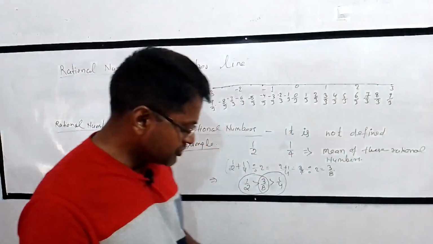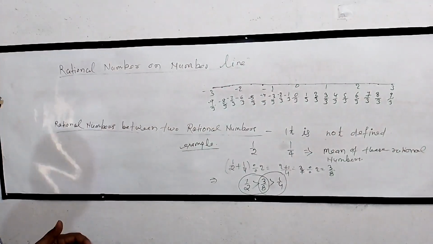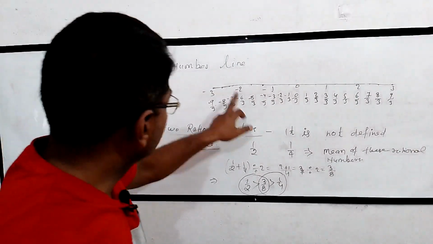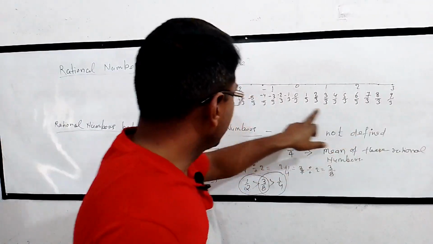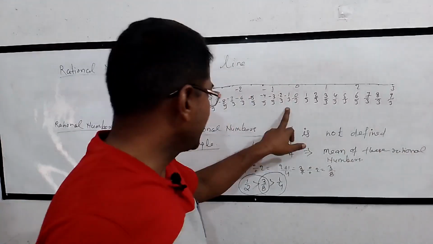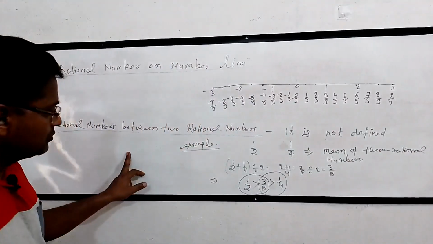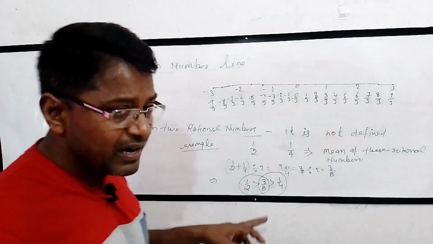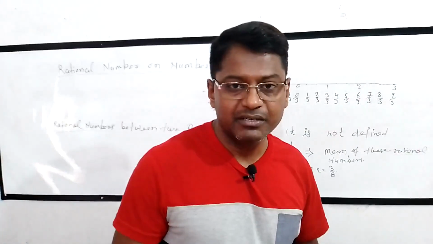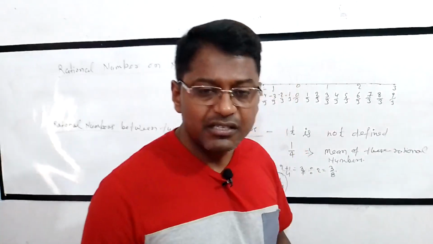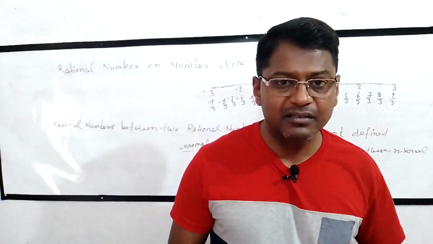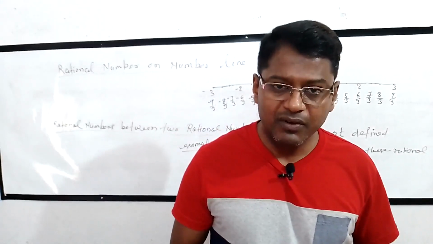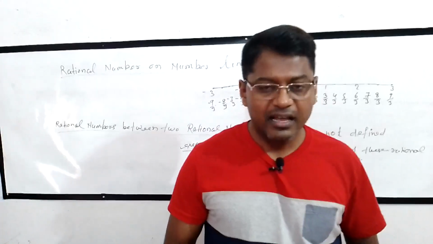So I hope students you have understood how you have to write down rational numbers on the number line, and how many rational numbers will be in between two rational numbers. So students, this is the completion of chapter number 1 for the students of class 8, rational numbers.